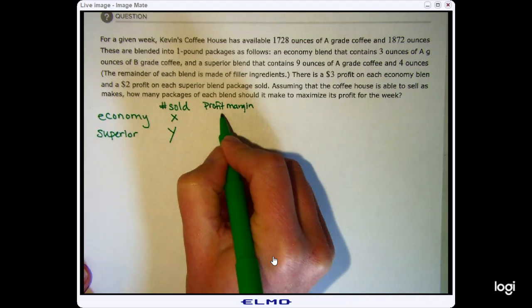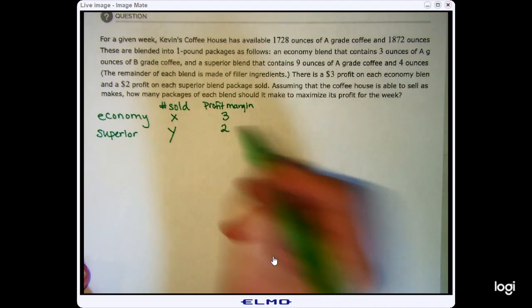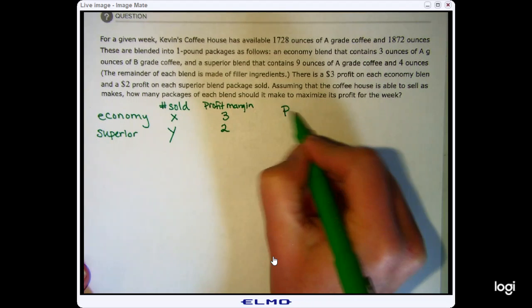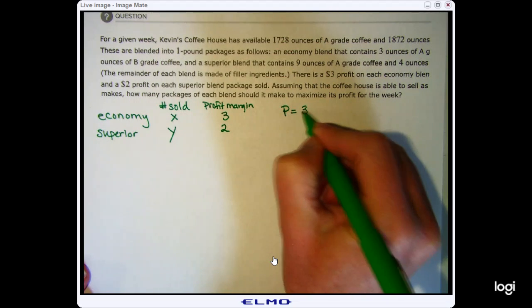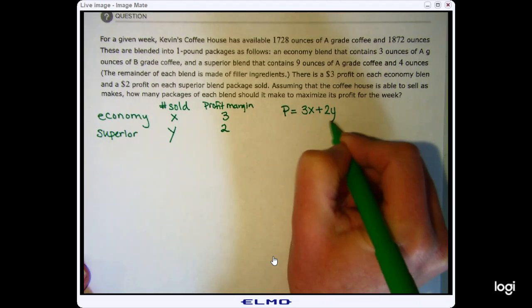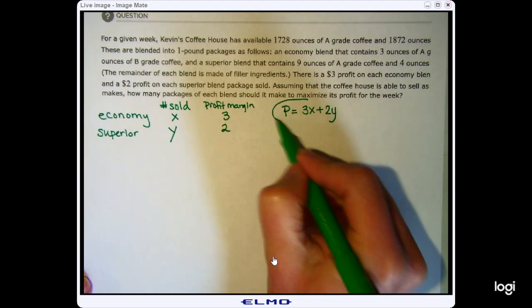For the economy, it was $3. For the superior, it was $2. So then we have a profit equation. Our profit can be maximized by using 3x plus 2y. All right, let's go through and look what other equations we have here. We'll use this at the very end.